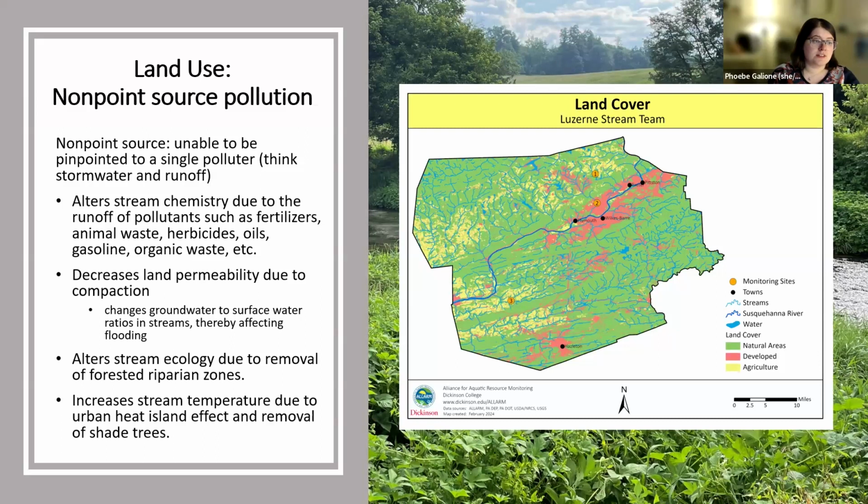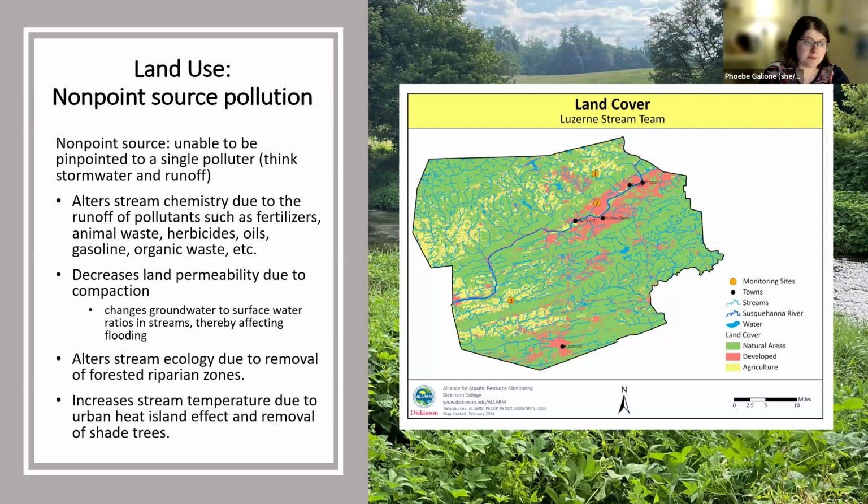And land use will, of course, affect stream chemistry due to the runoff of pollutants like fertilizers, animal waste, herbicides, oils, gasoline, organic waste. So many things that'll run into our watershed. And a lot of the pollutants that are going into our watershed are very dependent on the land use of the region. So as you look into your data packet, on your site-specific page, you'll have pie charts for land use, but in the back of your data packet, you'll have maps like this that'll show in more detail. But a lot of the pollutants going into your waterway will be very dependent on the land use in your watershed.